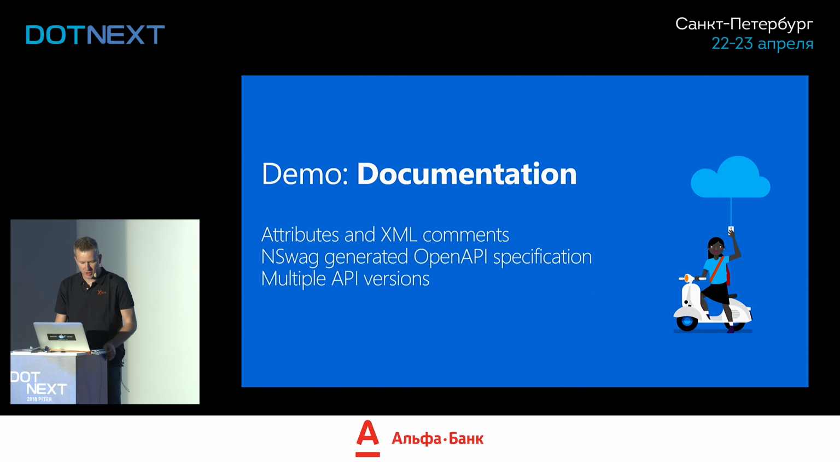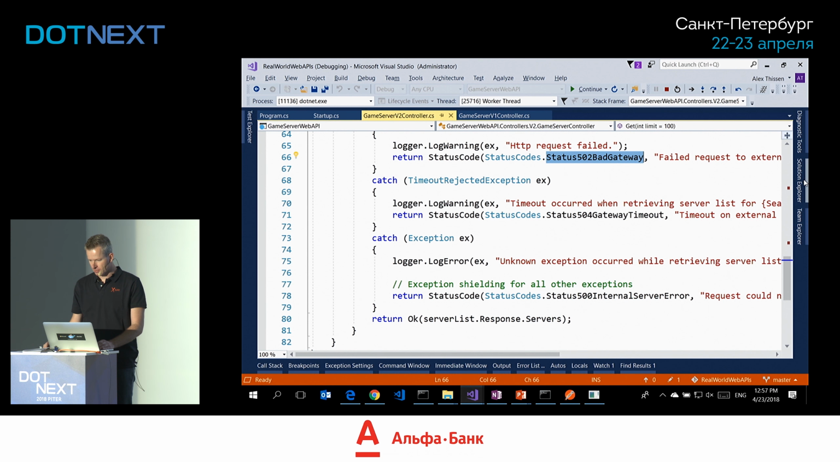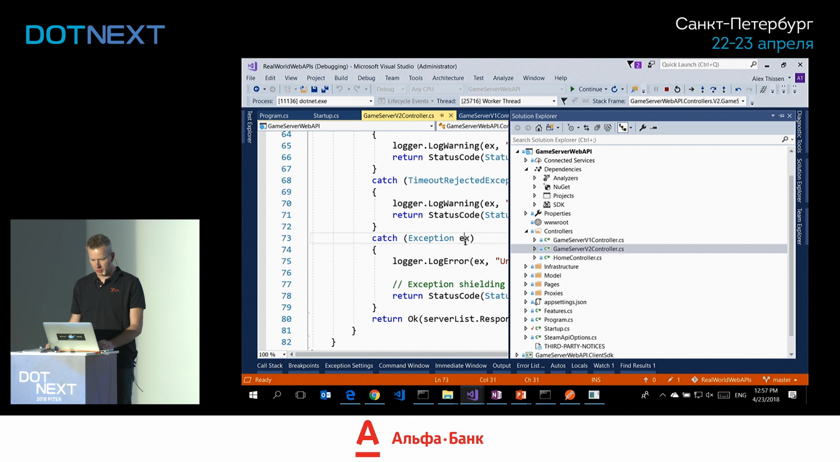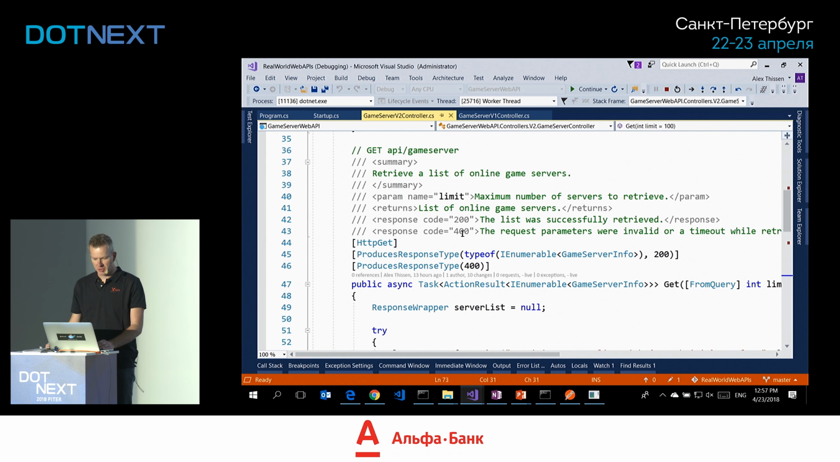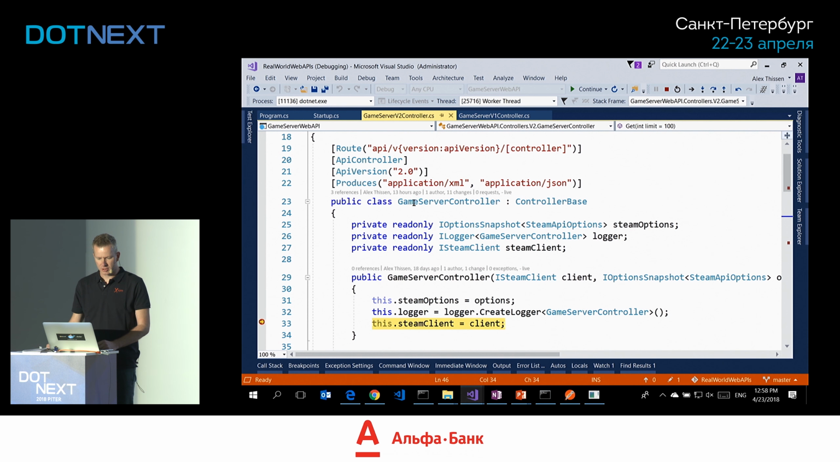So what does it take to build out the documentation? Let's see. So going to our controller again, it has the attributes that were in the slide. In this case, if we're producing a 200, I'll give back a list of game server info objects. We also produce a 400 in some cases, and that's essentially it for that part. Here is the Produces attribute. I'm telling it that I'm producing either XML or JSON, so you can do content type negotiation, which is also a REST thing.